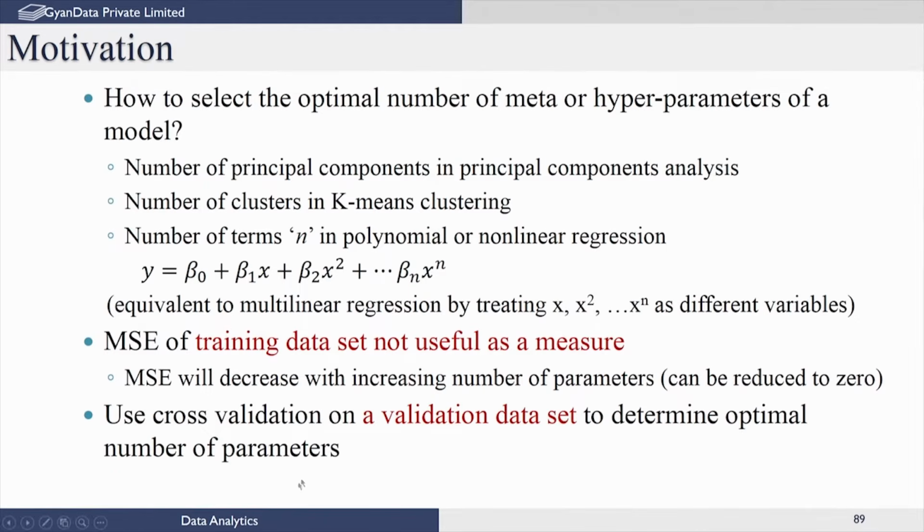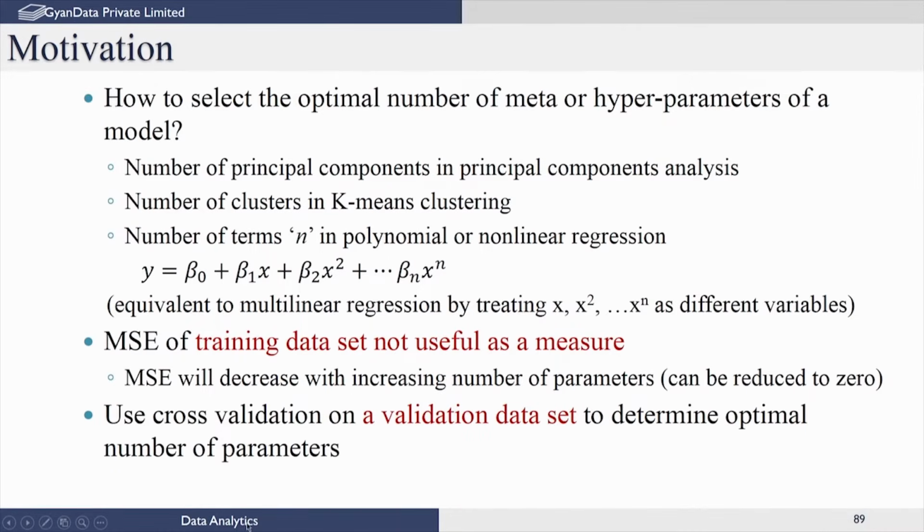The main purpose of cross validation is to select what we call the number of meta parameters or hyperparameters of a model. Although we have not introduced principal component analysis in this series of lectures, nevertheless when you learn it in a higher advanced course on data analytics, you will come across this idea of principal components, and one of the problems in principal component analysis is to select the number of principal components that are relevant. We call this a hyperparameter or a meta parameter of the model.